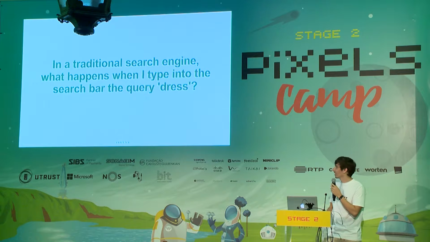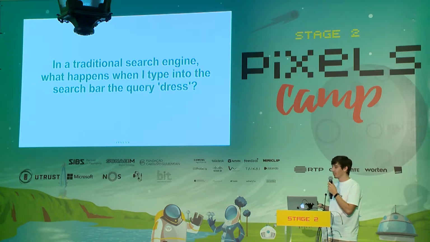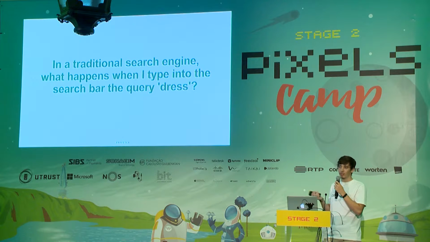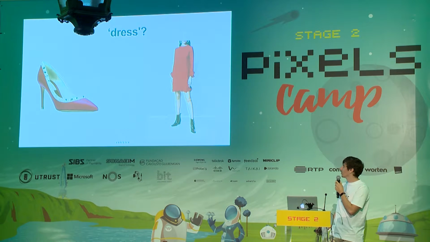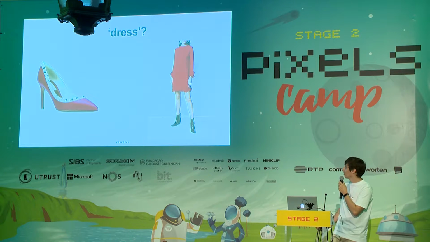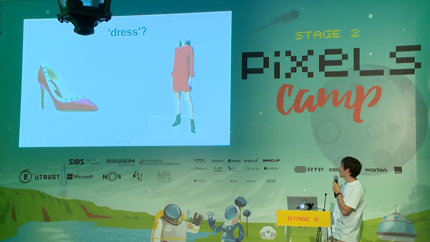But let's just roll back a little bit and try to understand what happens in a typical search engine, for example, at Farfetch when I type in the search bar the query dress. So on the backend, I probably have something like this. So my user wants a dress, and somewhere in my list of products, I have a shoe and a dress.